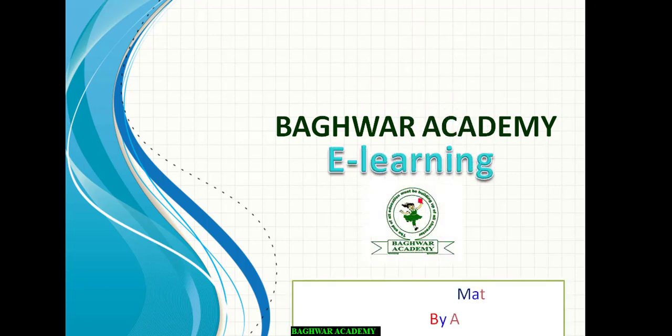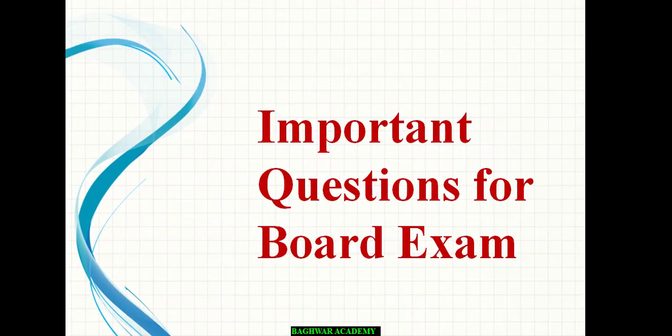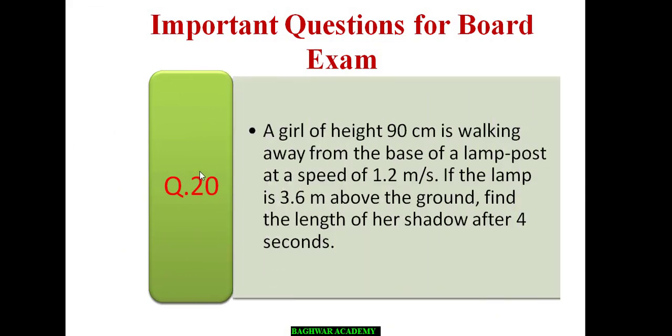As every day an important question is being sent, in this series we have taken a question that is very important from triangles. So let's see your question first, try to understand, and then learn how it is to be solved. A girl of height 90 cm is walking away from the base of a lamp post at a speed of 1.2 meter per second. If the lamp is 3.6 meter above the ground, find the length of her shadow after 4 seconds.